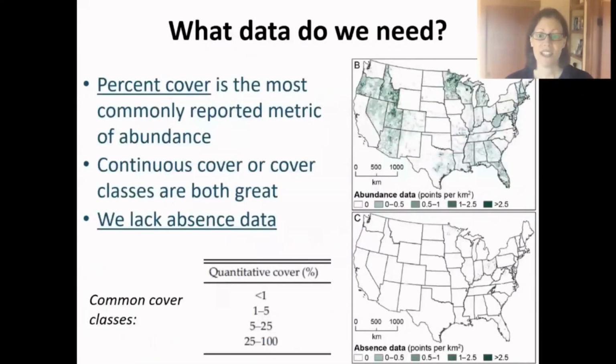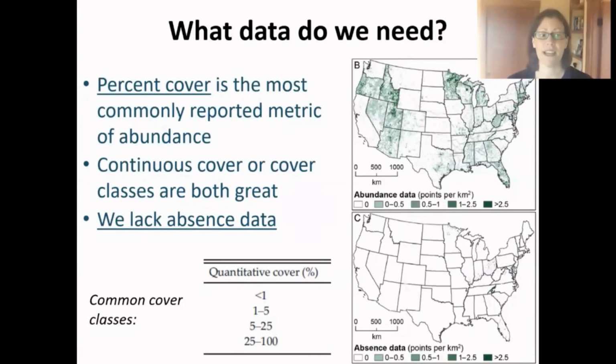And so what kinds of data do we need? First of all, there's this fantastic amount of abundance data already in the EDDMapS data set. We have about 500,000 data points as of a few months ago. Percent cover is the most commonly reported metric of abundance in the EDDMapS data set. So if you are collecting abundance information and you want to be consistent with what a lot of other people are doing, percent cover is the way to go.